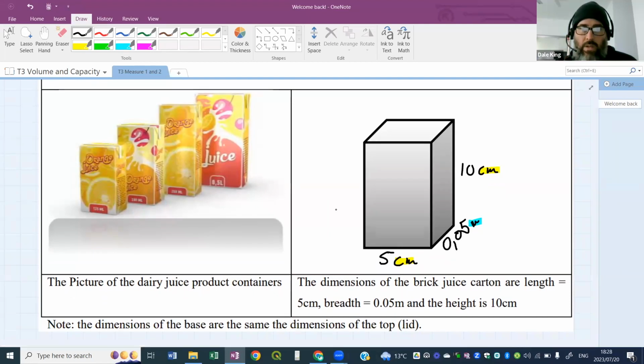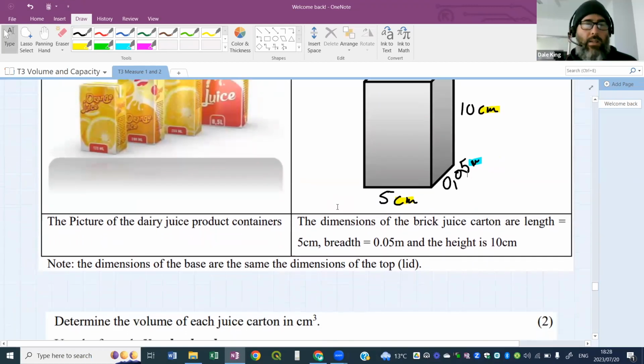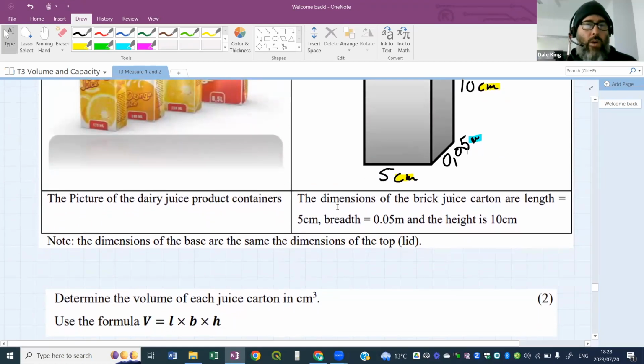The dimensions of the top. Yes, so they're saying the base is the same as the top. That's fine. I'm happy with that. It's a rectangular prism. Has to be like that. Okay. Here comes question 1.